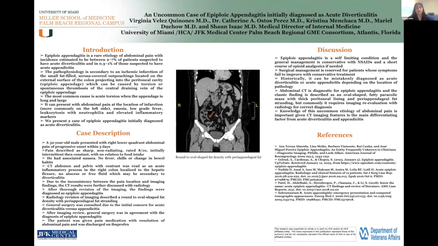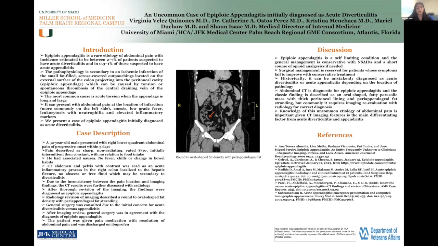We did a CT abdomen with contrast, and the initial read was acute inflammatory process or free fluid, which may be secondary to diverticulitis. But when I saw the patient, I've seen appendicitis and diverticulitis before, and he didn't look as sick or in as severe distress as those patients usually do. So I wanted to re-review this imaging with radiology, because it wasn't adding up to me. After they revised the imaging, they diagnosed epiploic appendagitis.